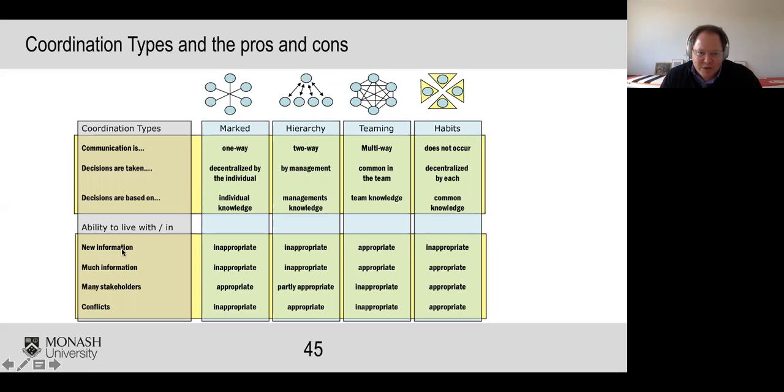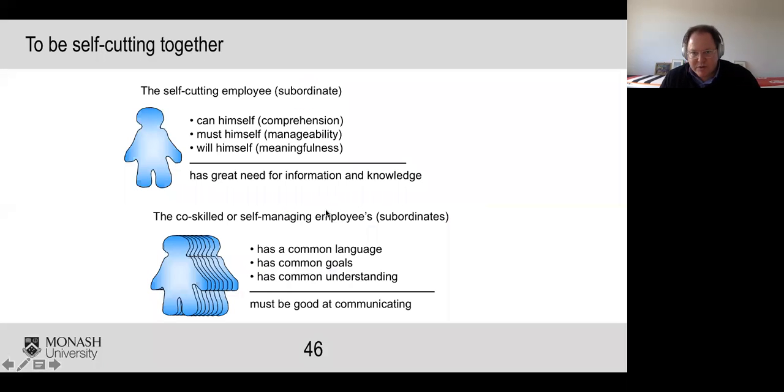Here again, if you have a look, new information is inappropriate. Too much information is inappropriate. Many stakeholders is partly okay. Conflicts, so how do you solve this? You stress that this is important and this is a two-way element.